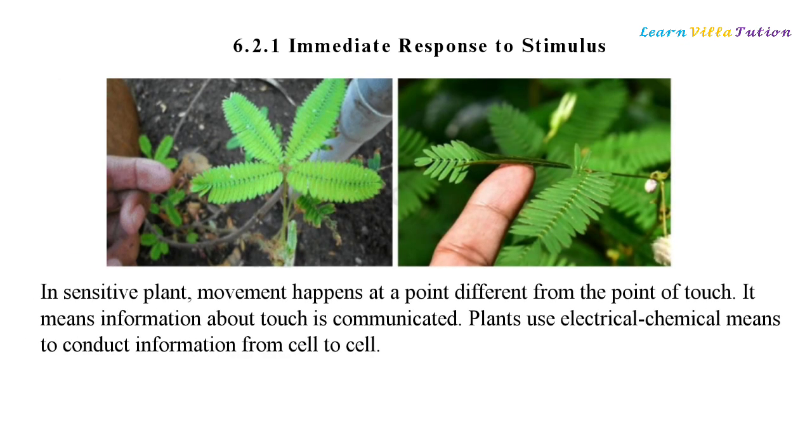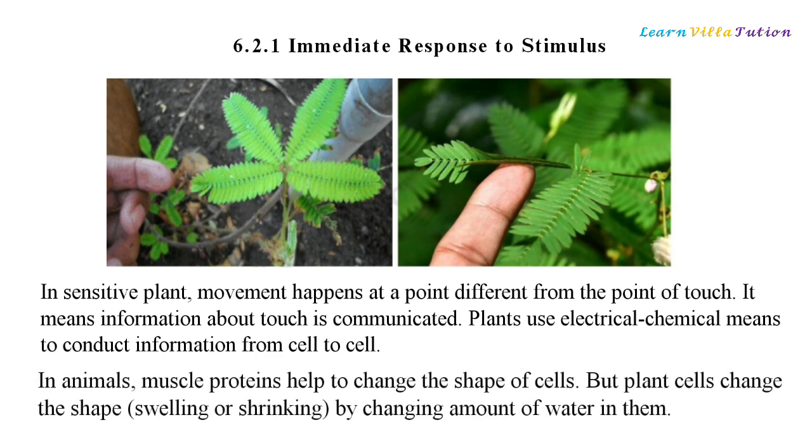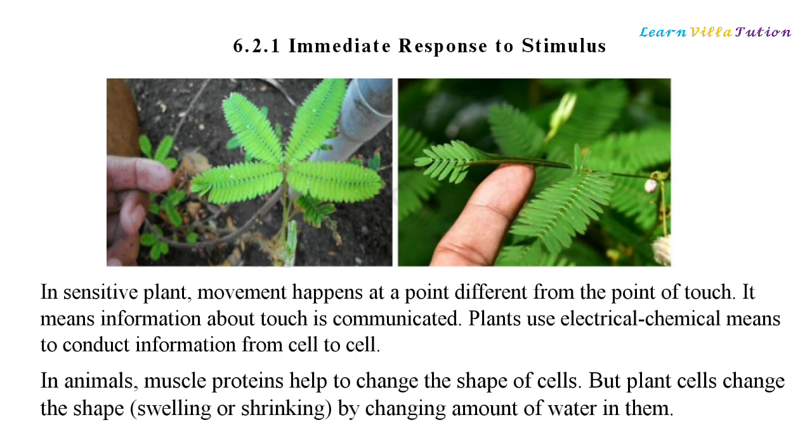This is an immediate response to a stimulus. In the sensitive plant, movement happens at a point different from the point of touch. It means information about the touch is communicated. Plants use electrical-chemical means to conduct information from cell to cell. In animals, muscle proteins help to change the shape of cells. But plant cells change shape, swelling or shrinking, by changing the amount of water in them.